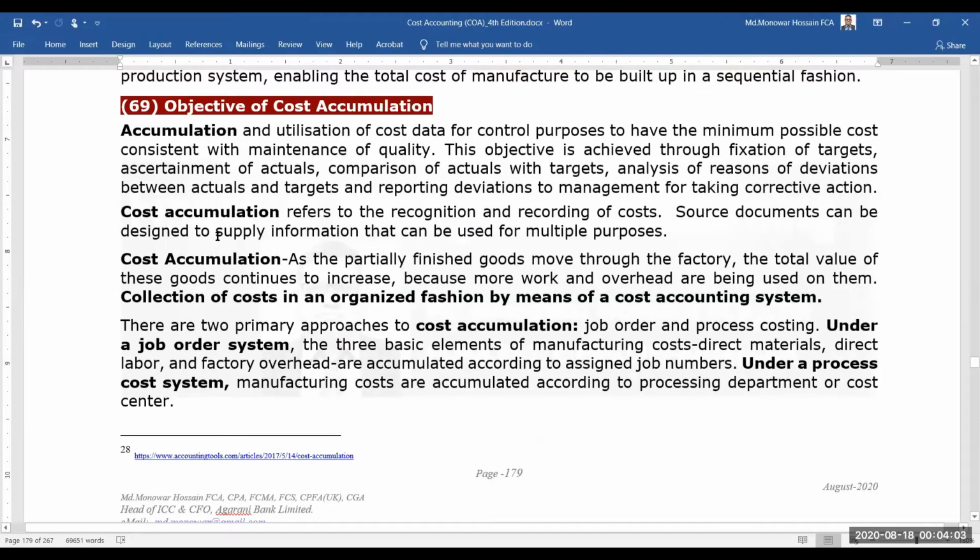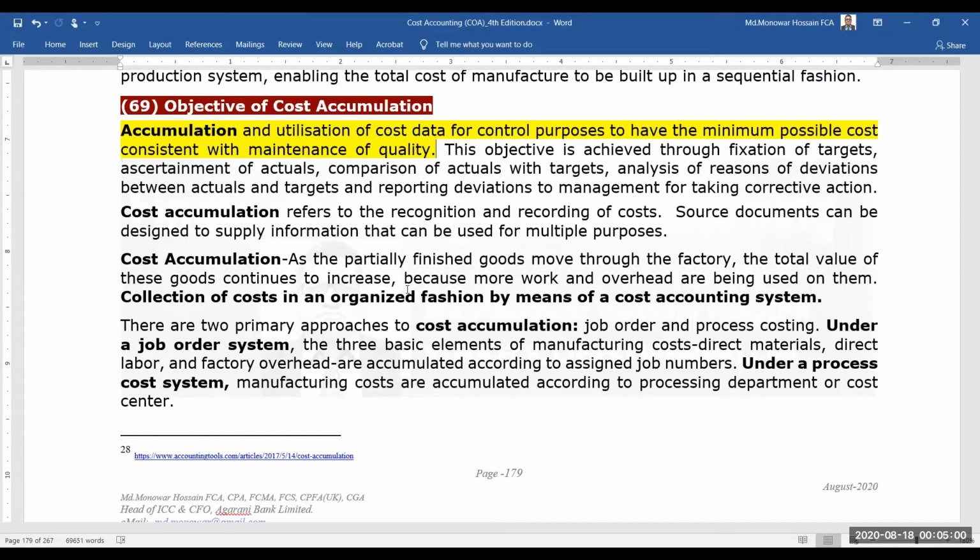So, the objective of cost accumulation is to obtain cost data for control purposes, to have the minimum possible cost consistent with maintenance of quality. Cost accumulation refers to the recognition and recording of costs. Source documents can be designed to supply information that can be used for multiple purposes. As partially finished goods move through the factory, the total value of these goods continues to increase because more work and overhead are being used on them.